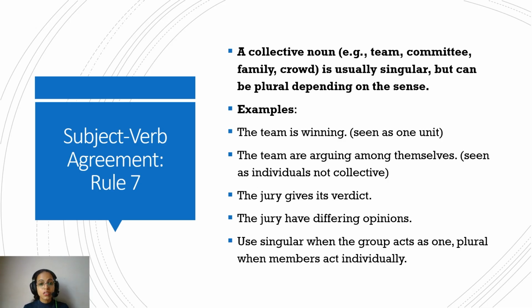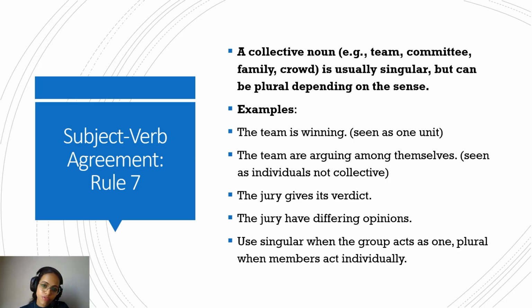So when the collective noun is acting in unison, in unity, in one direction, then it is singular. But when the constituents of the collective are not acting in unity, it is treated as plural. Let's look at another example. The jury gives its verdict. Gives its verdict means the jury has reached one united decision, and based on that decision, the jury has given its verdict. So the jury becomes one collective unit.